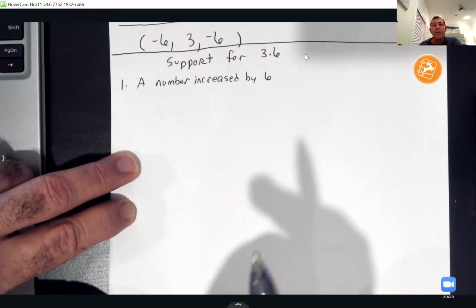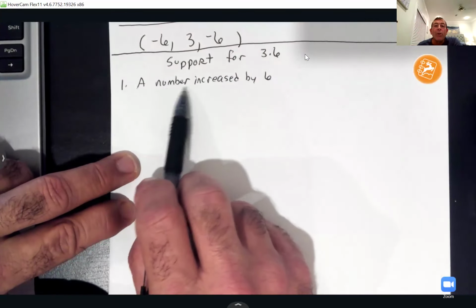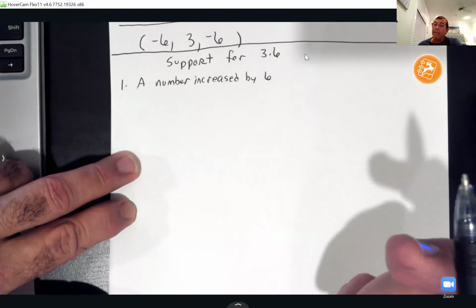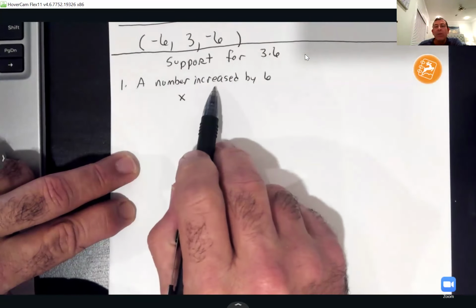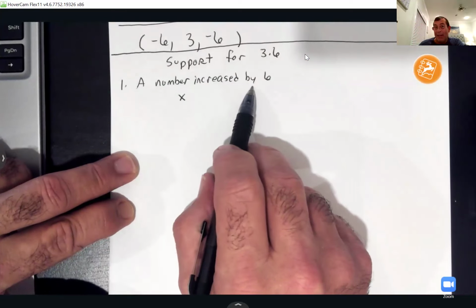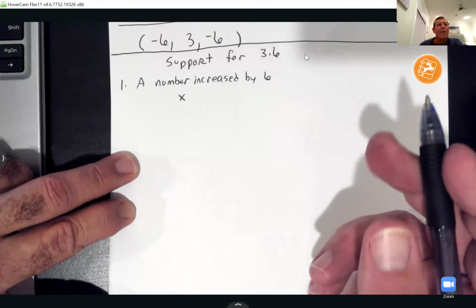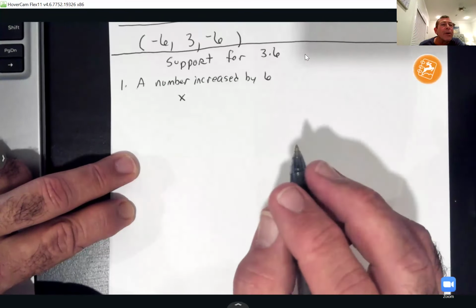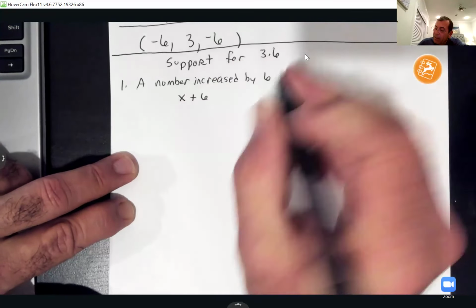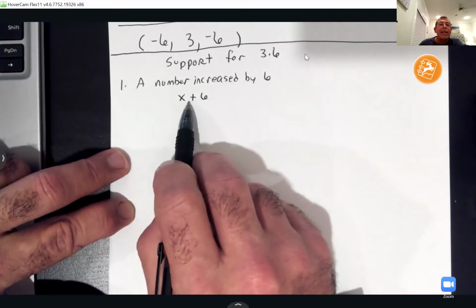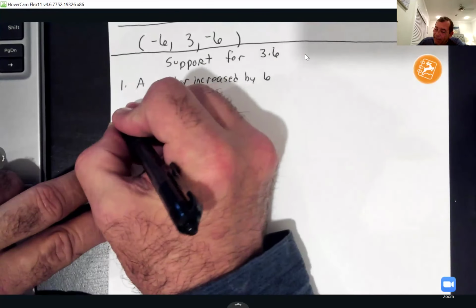So how can I represent a number increased by 6 as a mathematical expression? Well, y'all, we don't know the number, so guess what? I don't know the number. It's going to be an X. So what does increased by mean? Oh, I see it already. Caitlin, you got it on the chat already. X plus 6, perfect. So increased by means adding or plus, okay?